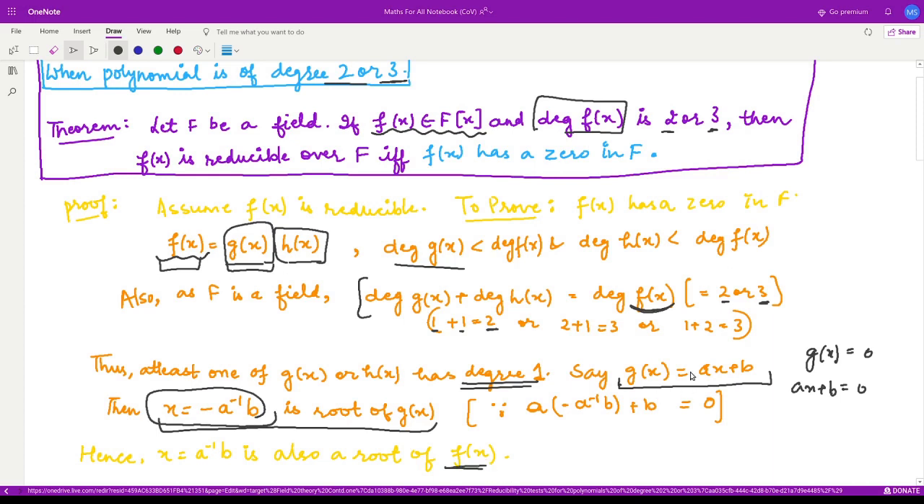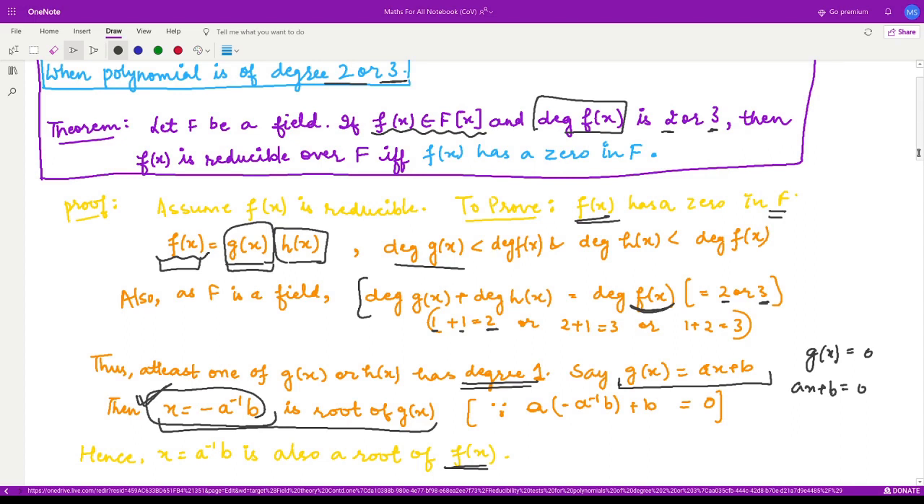Why in F? Because these coefficients were in F, capital F, so this x is also in capital F. That means you found a root of f(x) in the given field, right? So this is one way of the proof.